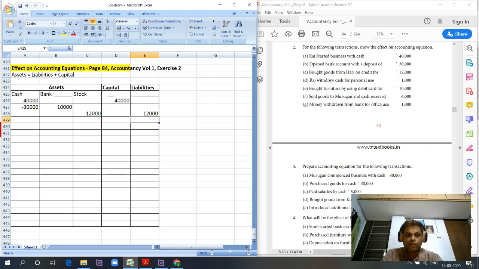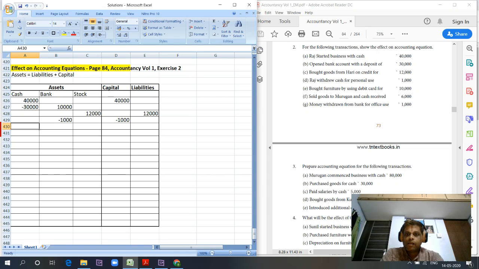Raj withdrew cash for personal use. Raj withdrew cash for personal use means your capital is coming down. This is because of drawings. So for 1,000 rupees minus 1,000, and your cash is coming down by 1,000 rupees. Withdraw cash from bank means drawings account debit, and by debiting drawings you're reducing your capital, and then your bank balance is coming down because you're drawing it from the bank.